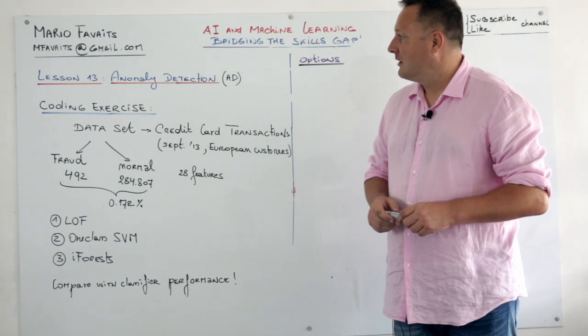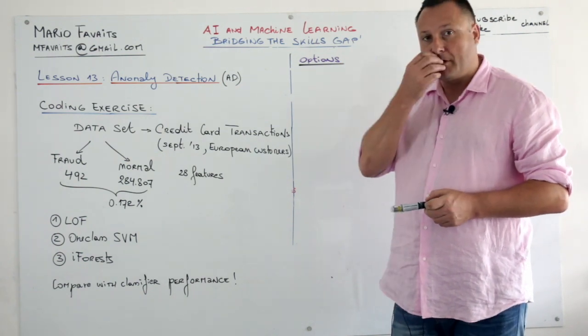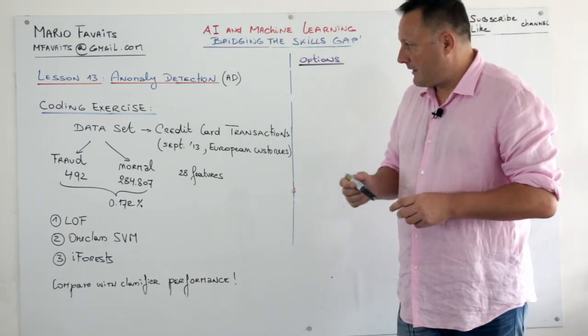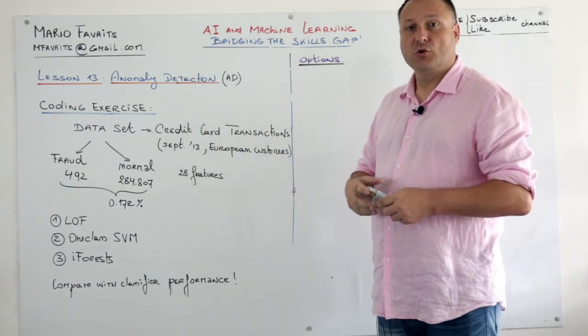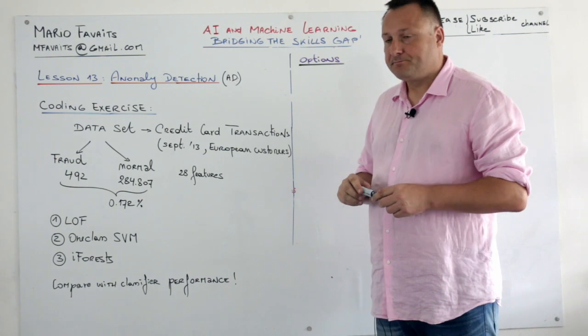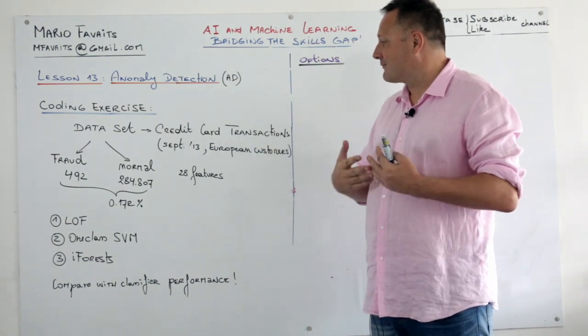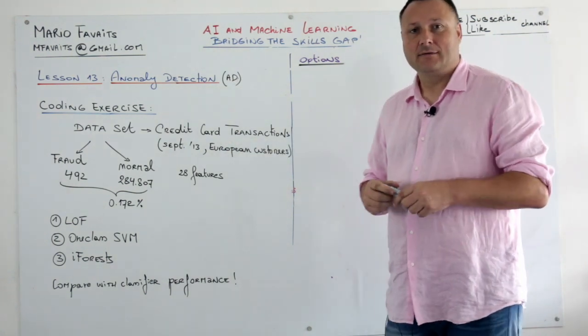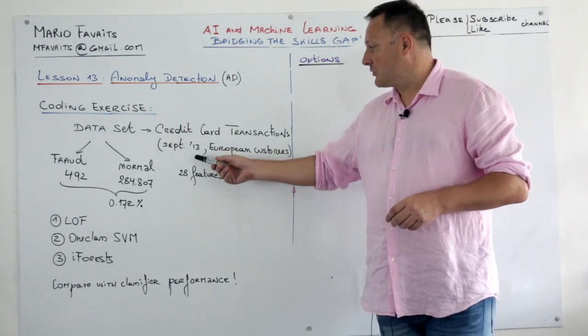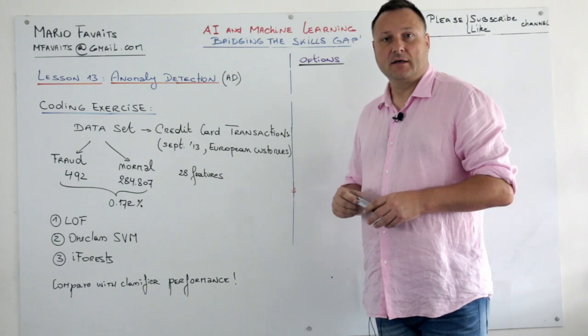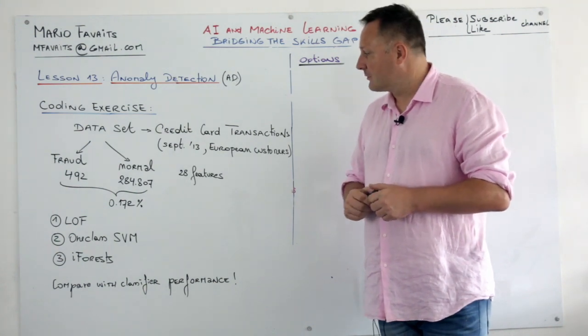Alright, so welcome to the coding session of anomaly detection. And I promised we will take a new data set that is more tuned to this type of problem. And that's a credit card fraud transaction data. It's data from September 13th and it was taken in Europe, so based on European customers.